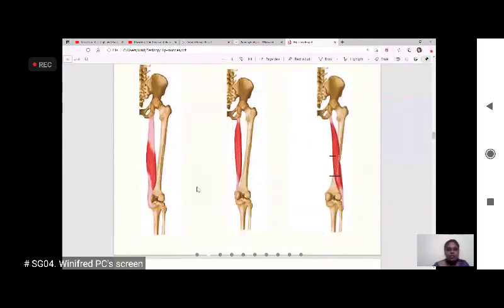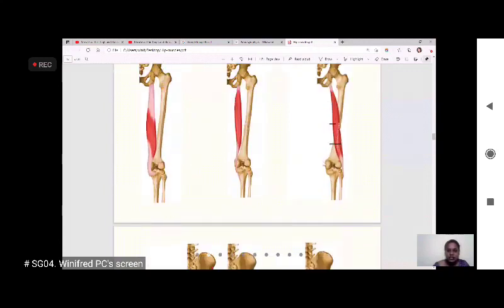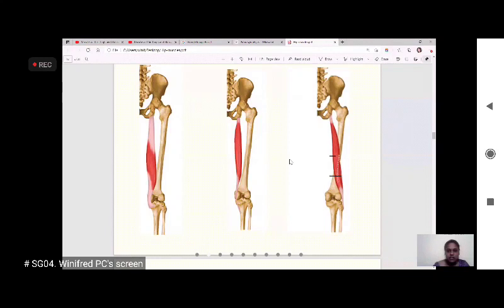Yes, you can see the biceps femoris. Biceps femoris, please, this side. Yes, this one is biceps femoris. Next one is semitendinosus, and this one is semimembranosus.